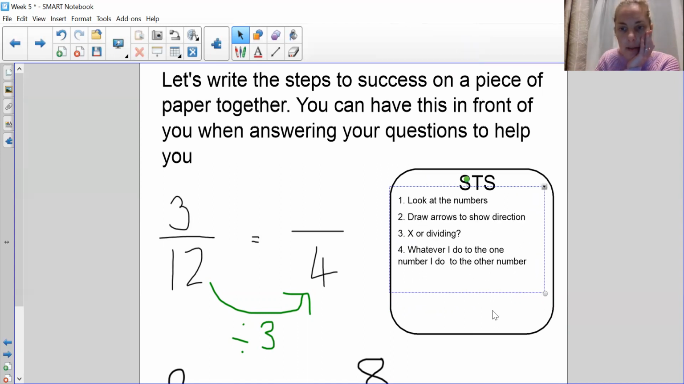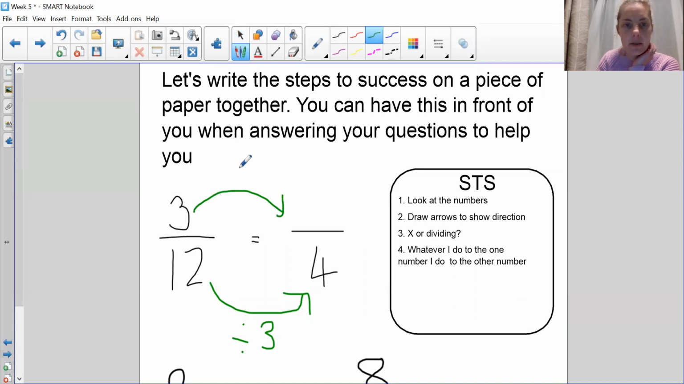So now that I've said divide that by 3, I need to say 3 divide by 3, and that's going to give me 1. If you want to write these steps to success down on your piece of paper, then if you're getting to a question and you're not sure what to do, you can look at your steps to success to answer it.